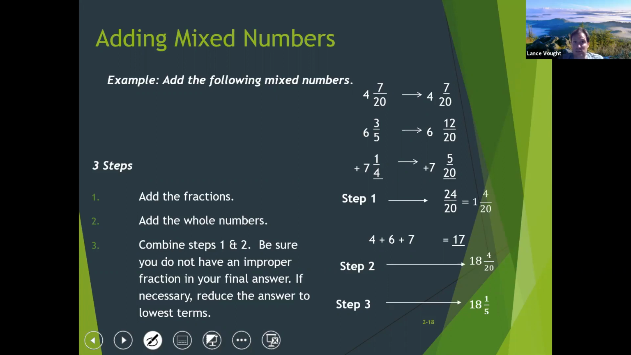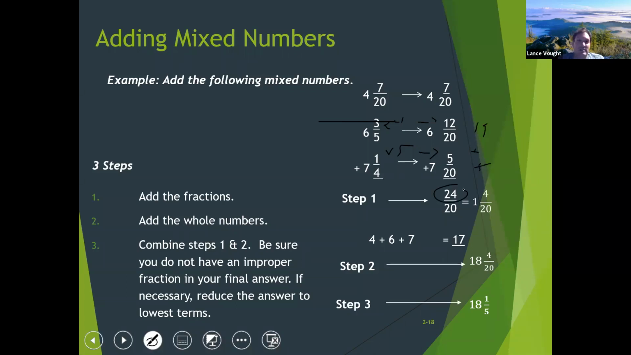5 times 4 is 20. So we're going to multiply 3 times 4. That gives us 12. If we're going from 4 to 20, 1 times 5 is 5. So we get 5 over 20. And then the 7 over 20 remains the same. So 7 plus 12 is 19. 19 plus 5 is 24. So we end up with 24 over 20.